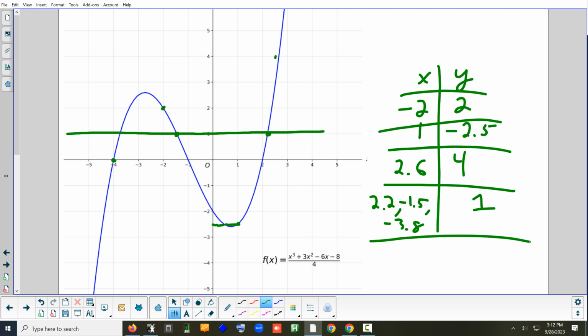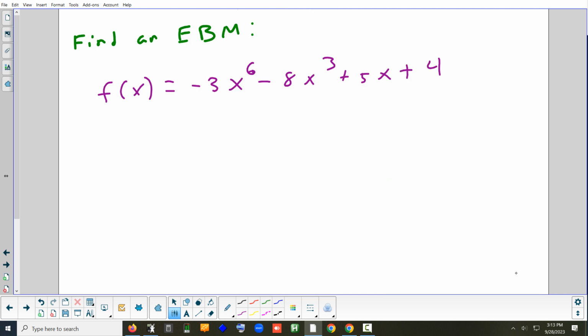Any questions on that? All right, so in this one, we're looking for an end behavior model. Remember, an end behavior model is something that describes what the end behavior would look like. If you zoom out far enough, this end behavior model would look identical to f of x. So anyone think they know what the EBM is here? Yeah, negative 3x to the 6th. That's our end behavior model.